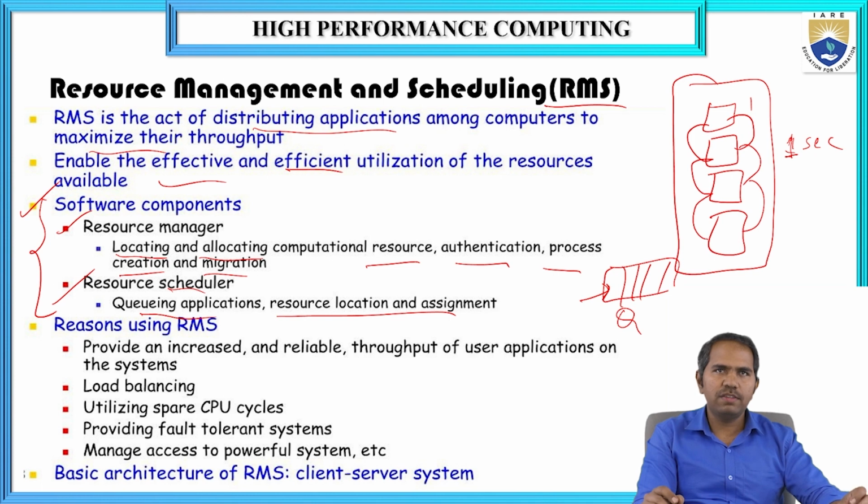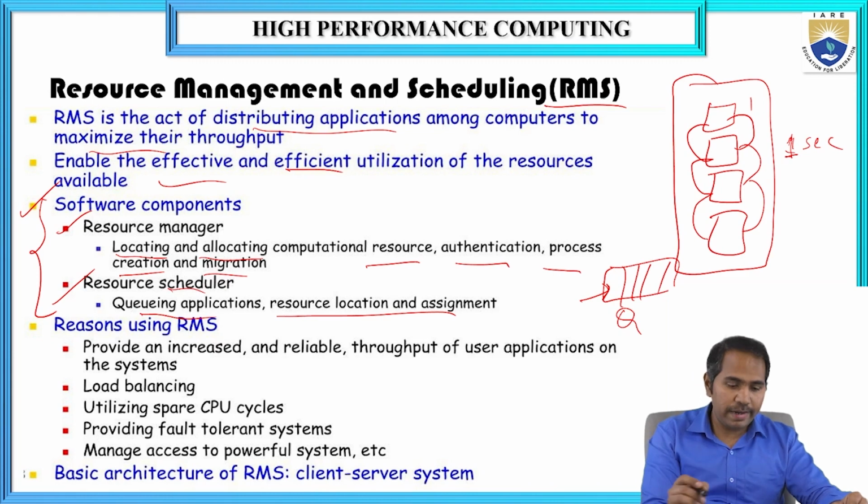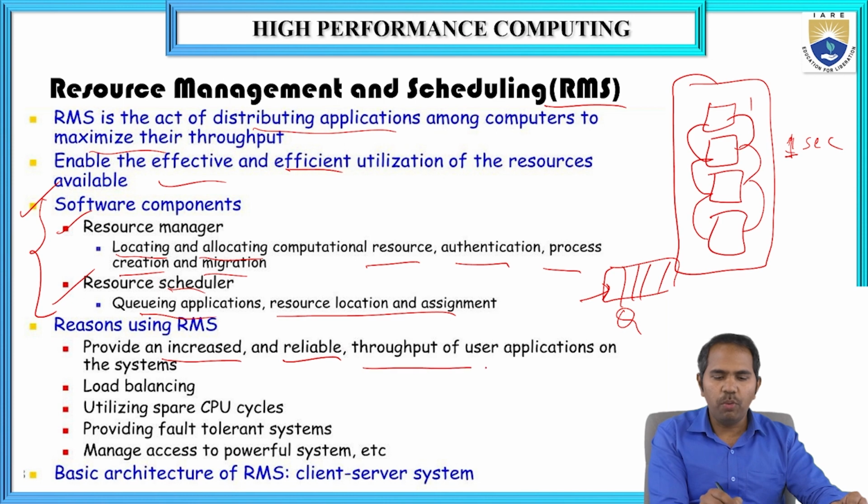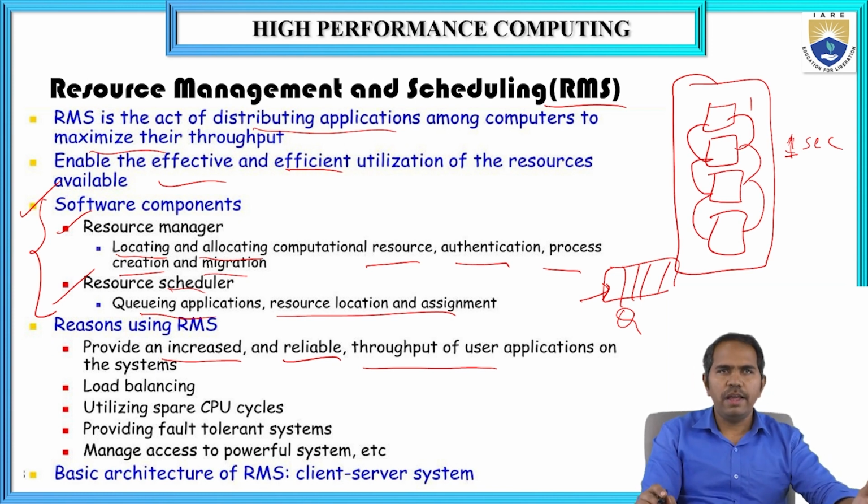Now, what are the reasons for using RMS? First, it provides increased reliability. It provides increased, reliable throughput of user applications on the systems. Performance is increased, and it has to be a very reliable system, with throughput for user applications on the systems.